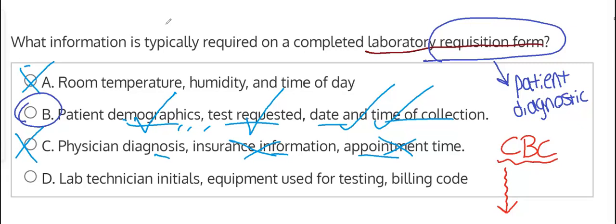Now for option D, if you misunderstand what a lab requisition form is, you might incorrectly think that the lab technician initials or the equipment used is important. However, we're not focusing on that. We're focusing on the patient information in this case, and therefore option D is incorrect. And that leaves us with option B. The patient demographics, the test, the date and time is definitely what's needed in the case of a laboratory requisition.